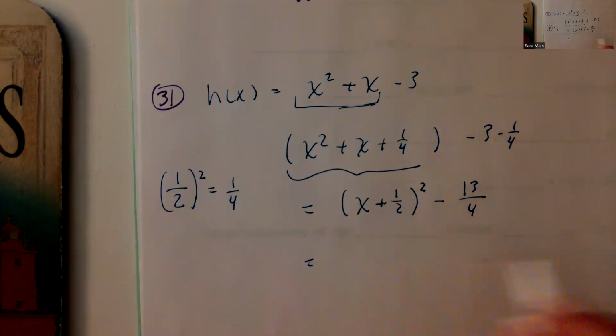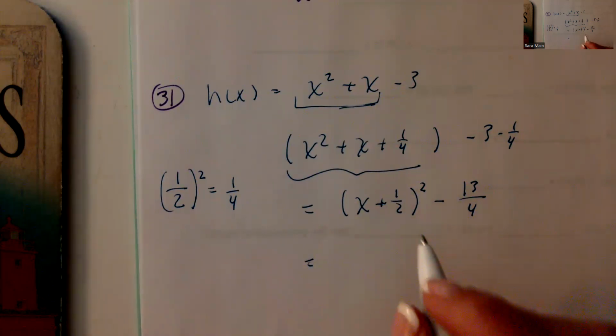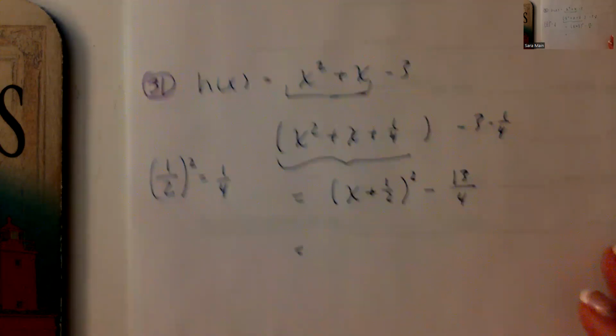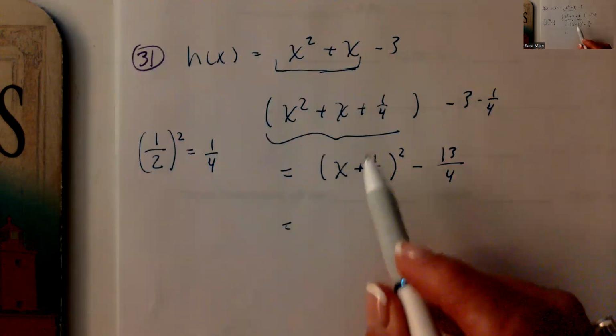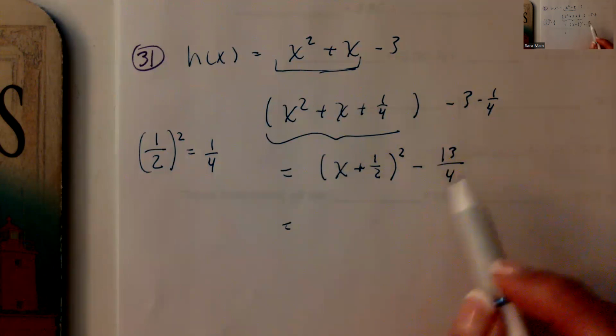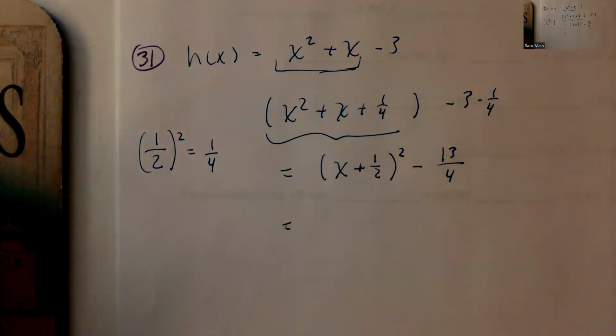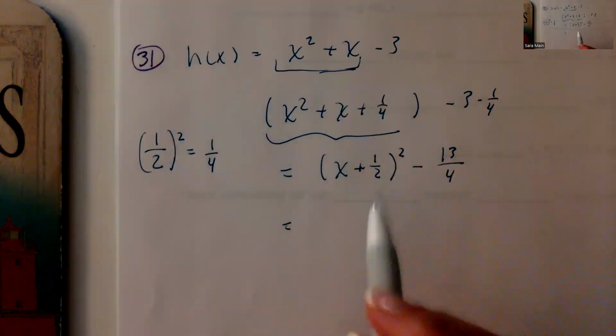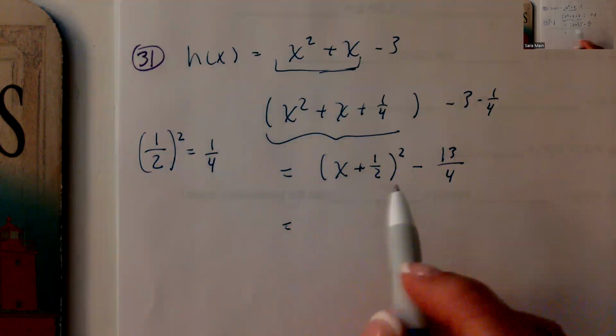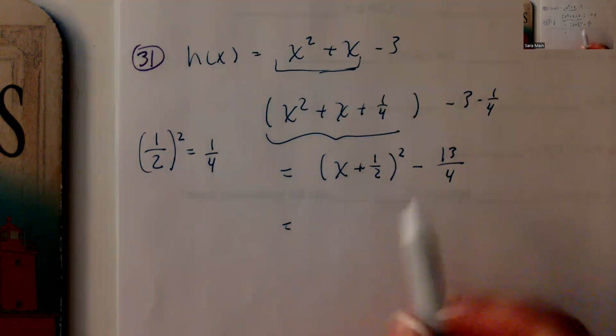Now, when they write these, a lot of times the book may want to have this 1/2 in integer form and this negative 13/4 in integer form. So we're going to have to massage it just a little bit. But our book does not, so we don't have to worry about it. But some books will expect that.